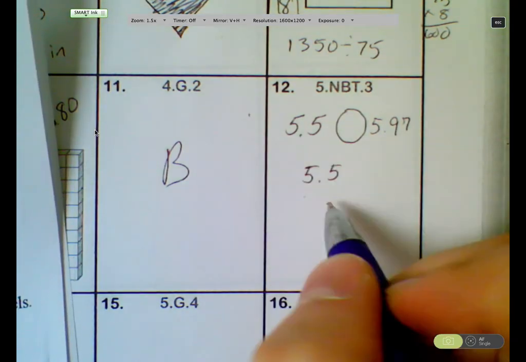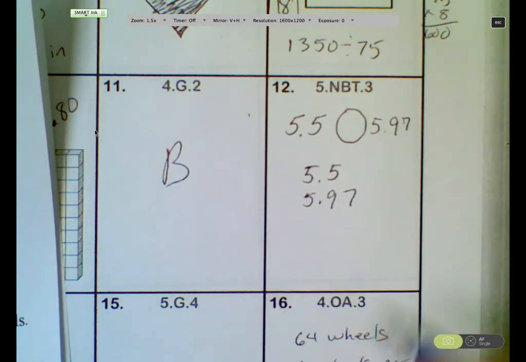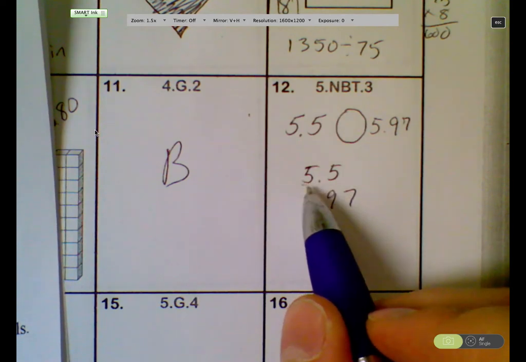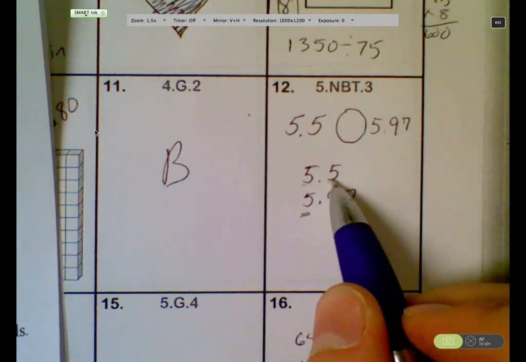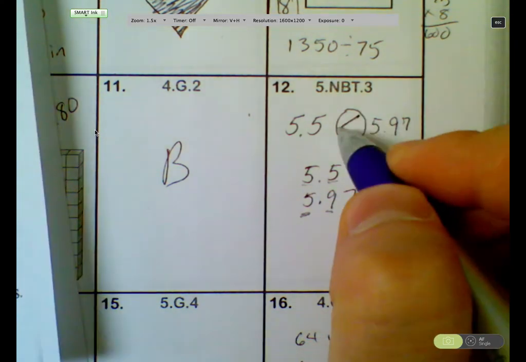Number 12, you're comparing these two decimals. You have 5.5, or I'm sorry, 5 and 5/10 and 5 and 97 hundredths. Line up your decimal points, and then we compare our ones column. They're the same. Jump to the tenths. That's a 5, that's a 9. Last time I checked, the 9 is bigger than a 5.